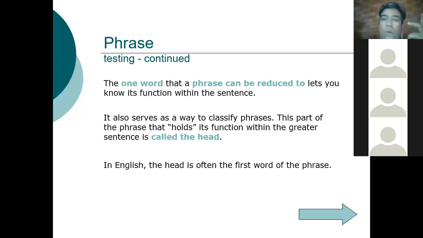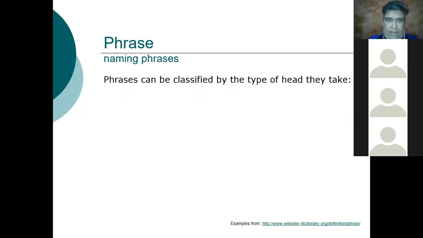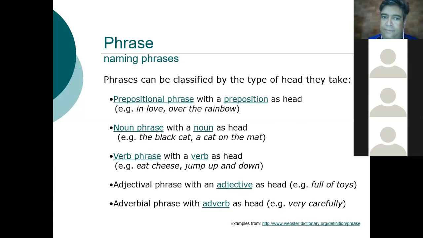Casi siempre yo me voy a dar cuenta que una frase va a ser preposicional, adjetival, sustantival. Es casi siempre la primera palabra la que me dice qué tipo de frase es. El tipo de frase, exactamente. ¿Ok? Ajá. Vamos a ver.